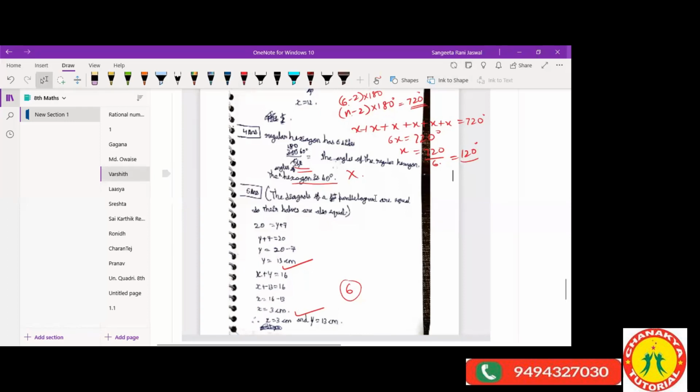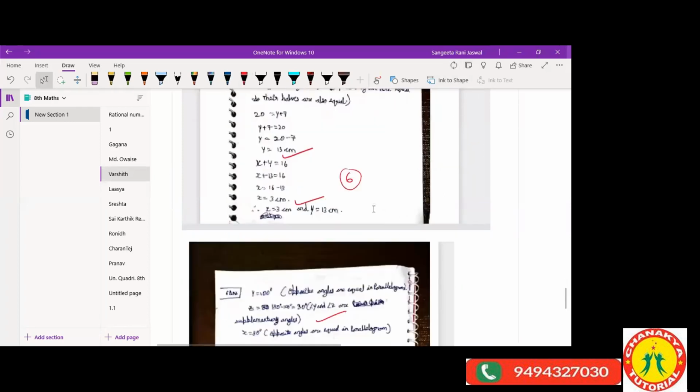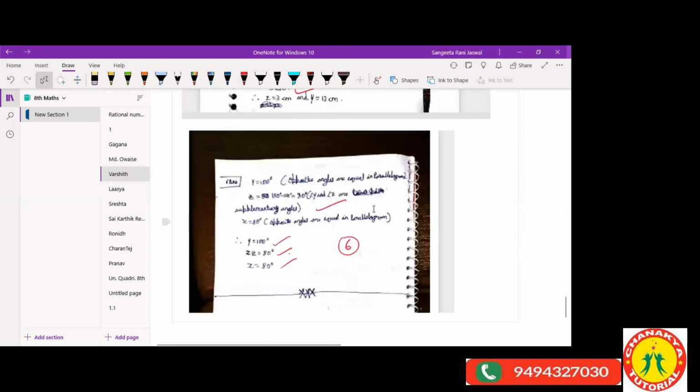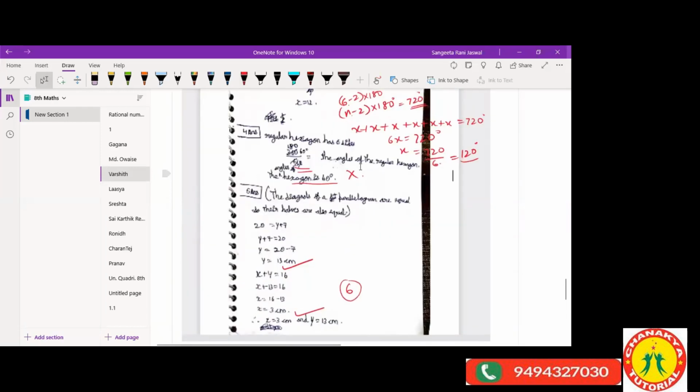Yes, you got it, Varshit? Okay. So the rest of everything is correct. It's only that answer which went wrong. Okay, now next is Lasya.